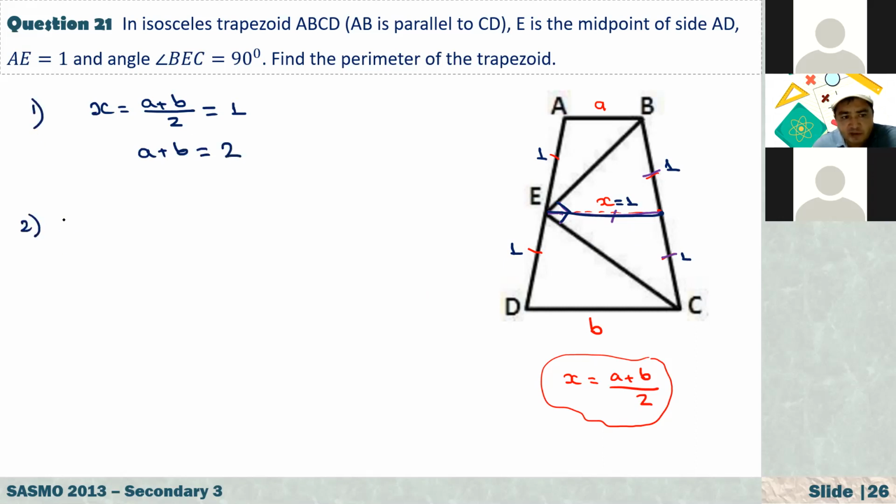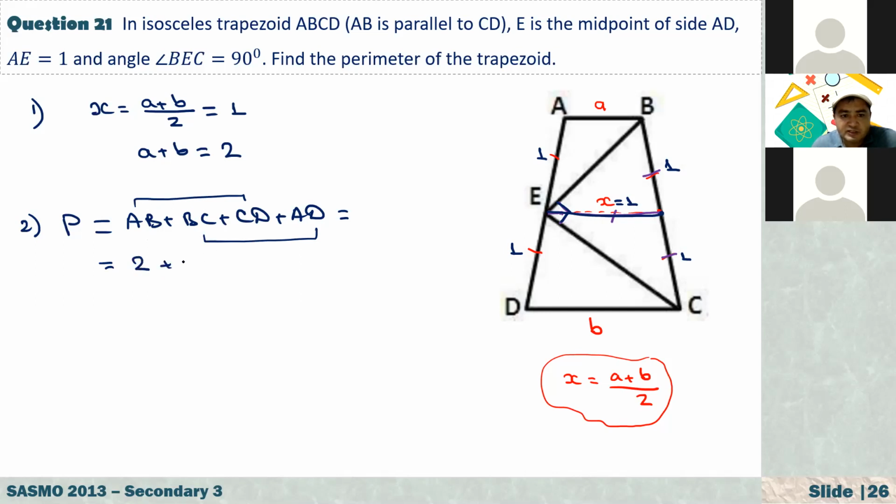The question is, we need to find the perimeter of the trapezium. Perimeter is AB plus BC plus CD plus AD, which is equal to, we know that AB plus DC, or CD, is equal to 2. And BC plus AD, they are equal, so that's equal to 2. And how about these two things? It's just 2 times 2, which is equal to 6. So the answer is 6 centimeters.